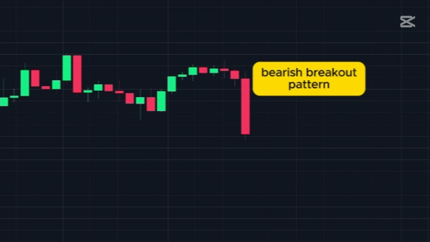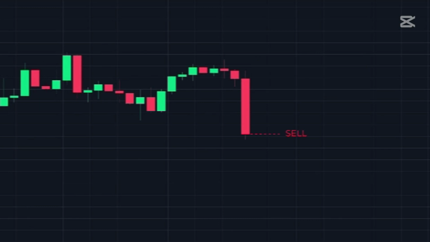The same principle applies to the bearish breakout pattern. For example, if you see many small candles forming when price moves sideways, followed by a large red candle, this would count as a bearish breakout pattern. You can open a short position at the breakout candle close with stop loss order placed at the opening price of the breakout candle.